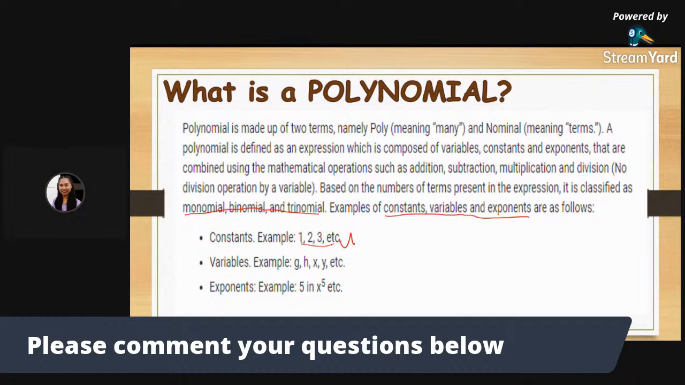So these are the constants. It is written as 1, 2, 3, and so on. So those are counting numbers. And also, it can be negative also. For the variables, it is represented by letters. And also for the exponent, it is represented by the superscript, or the numbers that are smaller written at the upper right portion of the variable or of the constant. So at this point, this example, 5 here is the exponent.